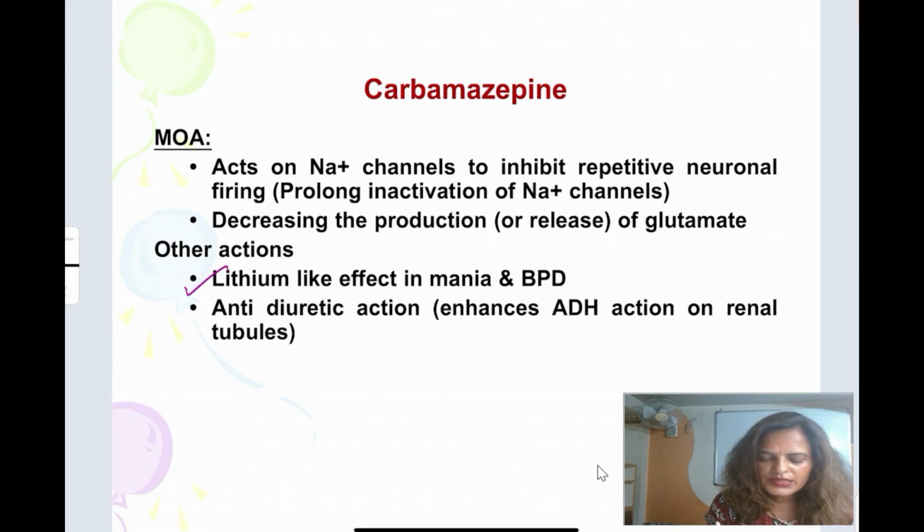So it is used in mania, as a mood stabilizing drug, and in bipolar disorder. So in mania and bipolar disorder, apart from lithium, we rather do not use lithium much because of its safety margin. The safety margin is very, very less with lithium. So most of the time anti-epileptic drugs are very commonly used for the treatment of mania, because the efficacy of carbamazepine and sodium valproate is almost equal to lithium, and definitely the side effects are less. Then another important action of carbamazepine is antidiuretic. It is going to enhance the ADH action on the renal tubule.